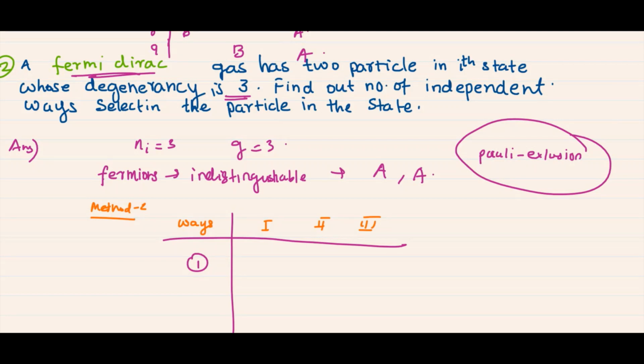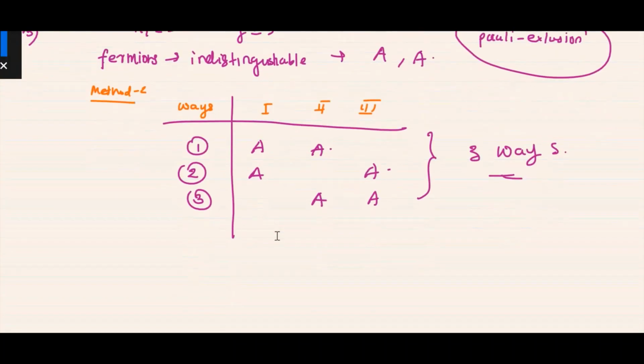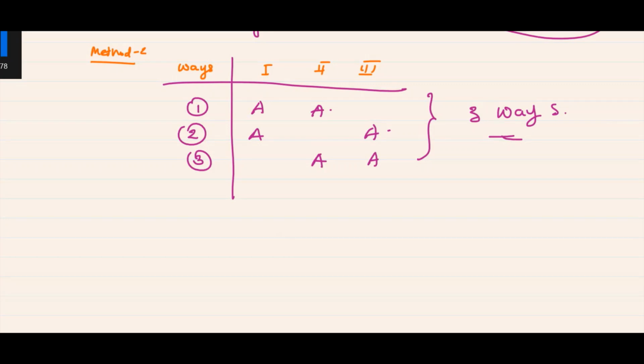Okay, then the first way is A is here, and then second A is here, and the second way is A is here and A is here, and the third way is A is here and A is here. Okay, these are the possible 3 ways. So we have total 3 ways. So the answer is 3 ways. How to do this with a formula? Okay, we will do that also.